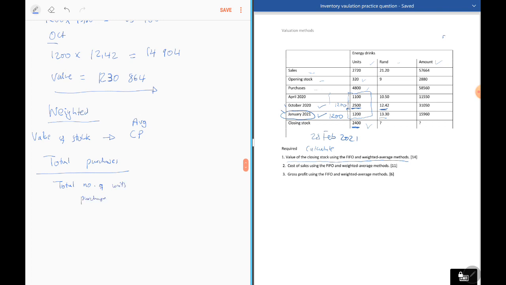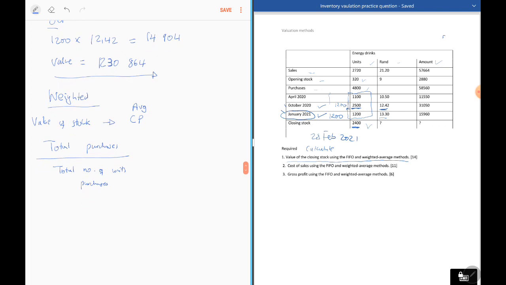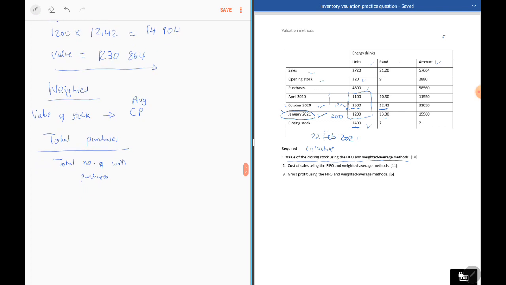So we include all our purchases. This includes even the opening stock, right, guys? Not only the purchases for this year, it also includes the opening stock, because we also purchased it some time ago. So it includes the value of the opening stock as well. So in other words, for weighted average, since we know that 2,400 is our closing stock, right? And it's weighted average. So let's just calculate total purchases.